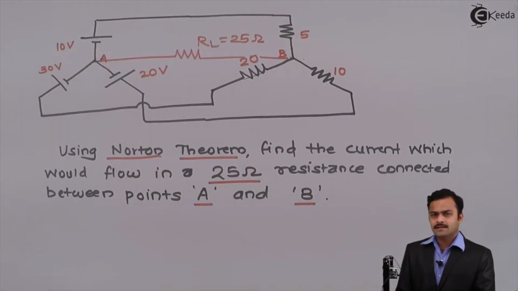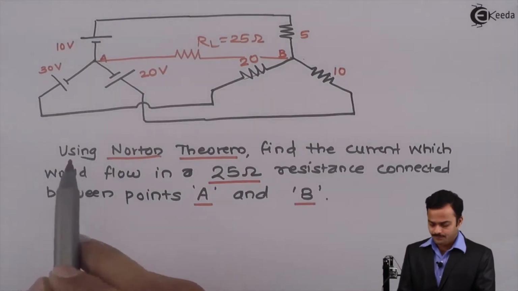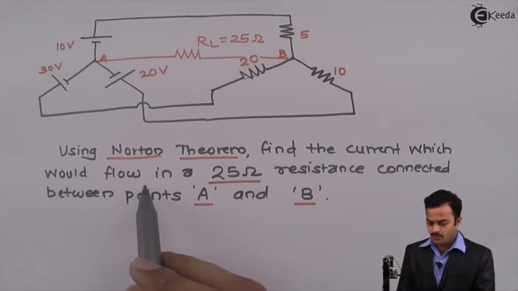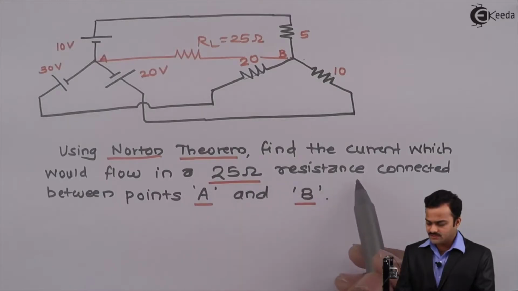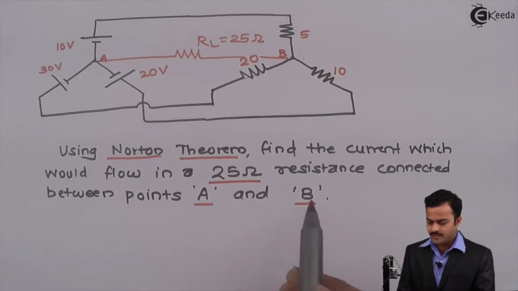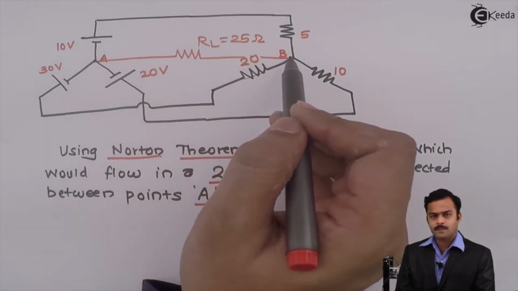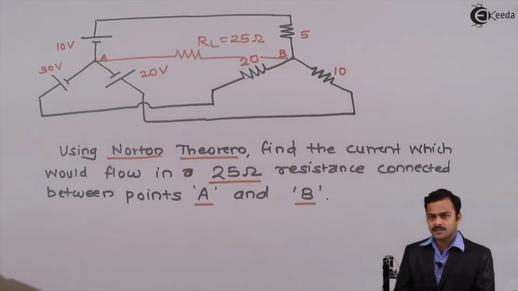But before that, let's see what the problem is all about. So I'm reading the problem. Using Norton theorem, find the current which would flow in a 25 ohm resistance connected between points A and B. So I have connected a load resistance which is 25 ohm. So let's redraw the circuit before solving.